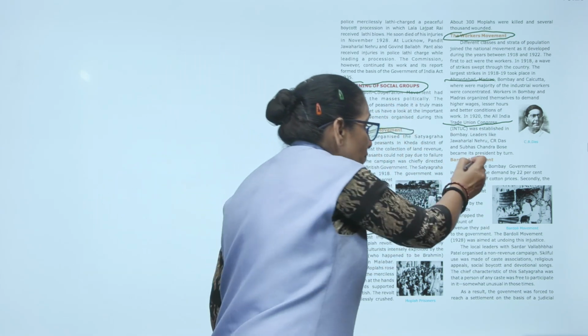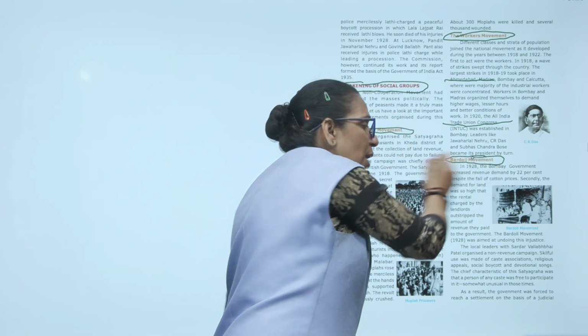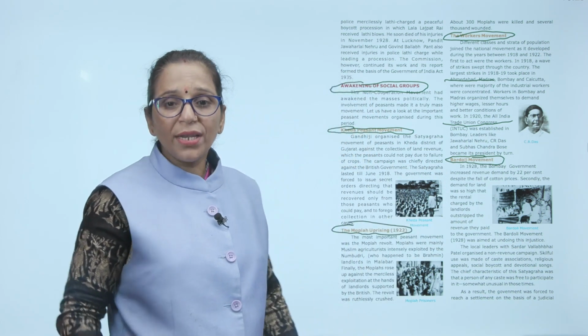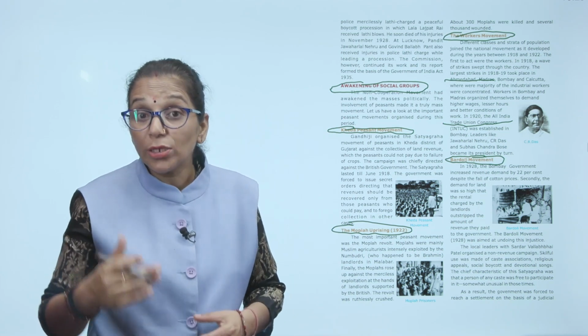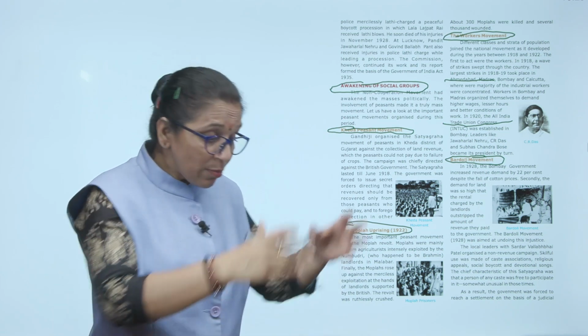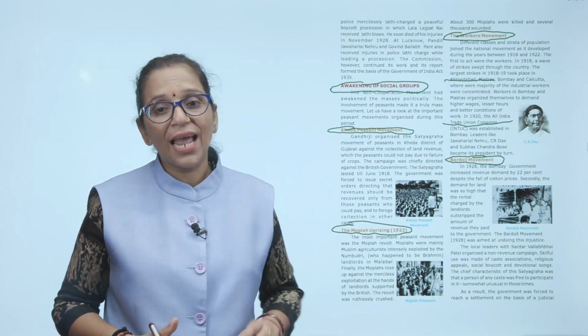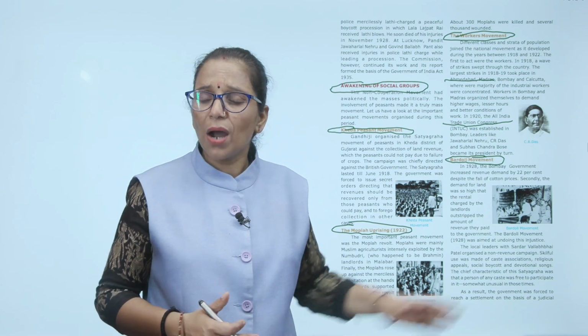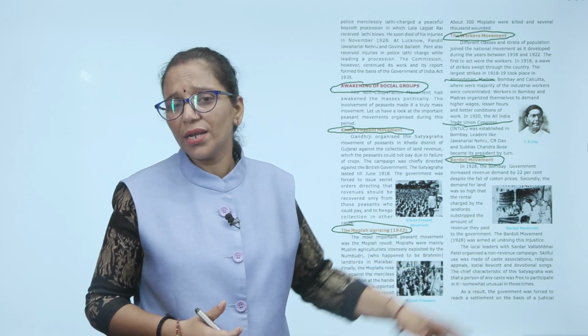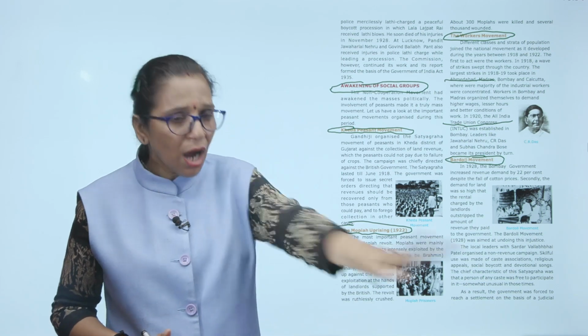Now moving to another famous movement, the Bardoli movement. In 1928, the Bombay government increased the revenue demand by 22%. At that time cotton prices had fallen, and they were still increasing the revenue tax. Demand for land was also so high that the rent charged by the landlord outstripped the amount of revenue. Now what happened? The Bardoli movement of 1928 was organized, aimed at undoing this injustice.